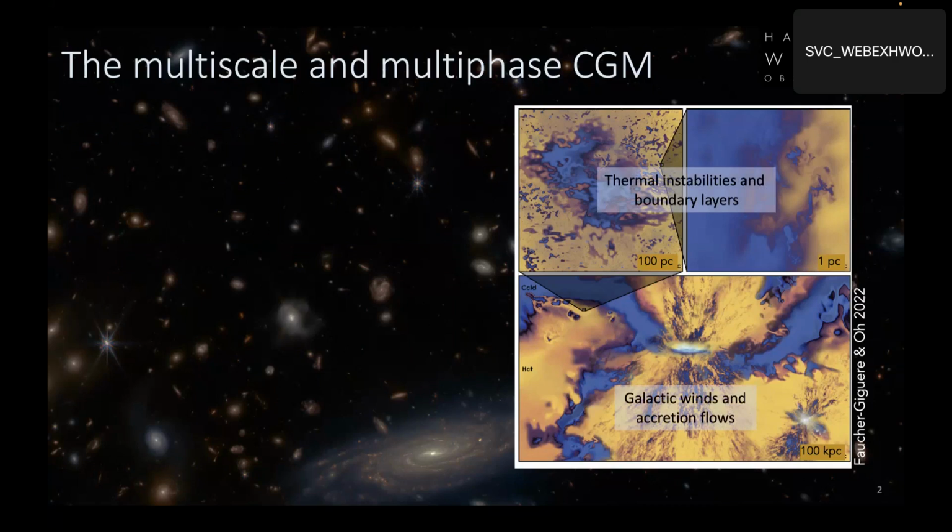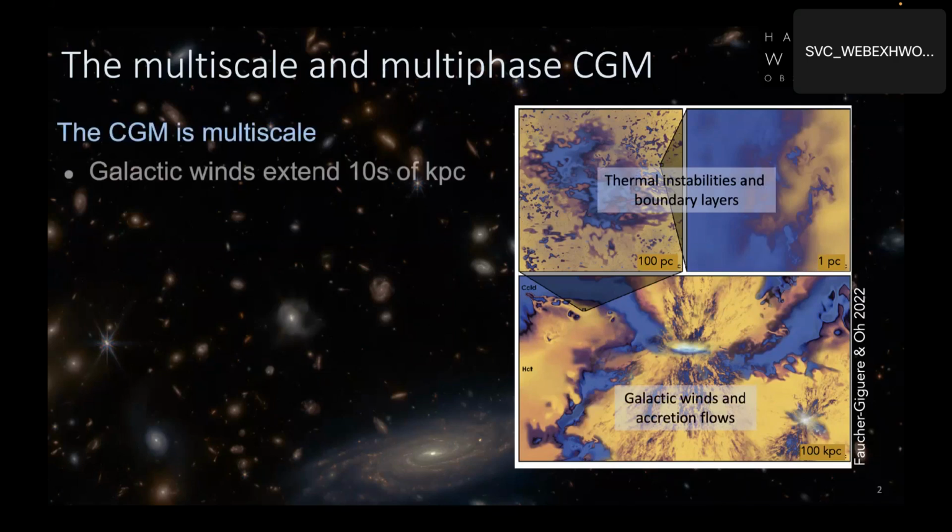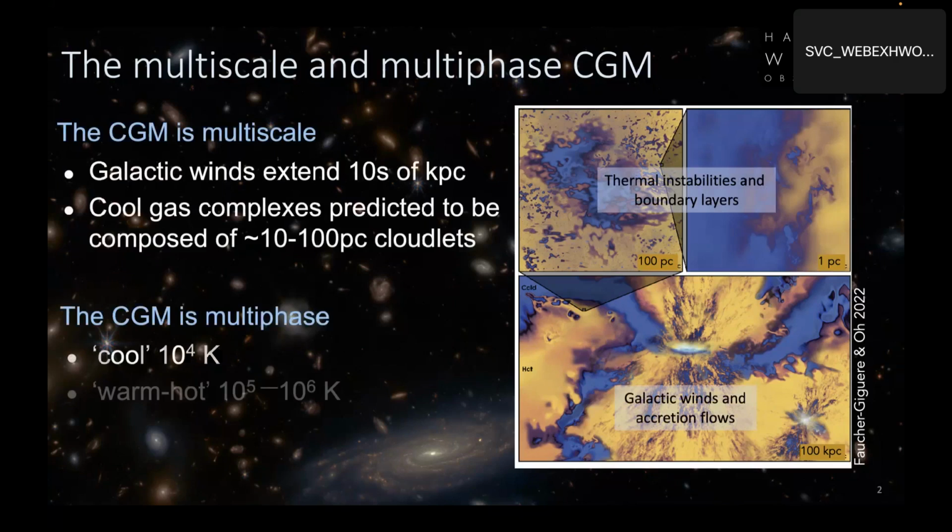Okay, so 2 key scales of the CGM. One is the larger scale phenomena, such as galactic winds, outflows, inflows, on scales of tens to hundreds of kiloparsecs. And then on smaller scales, we have the microphysics of what's happening in the CGM, thanks to thermal instabilities and radiative mixing boundary layers. These tend to happen on scales of 1 to sort of 10 parsecs.